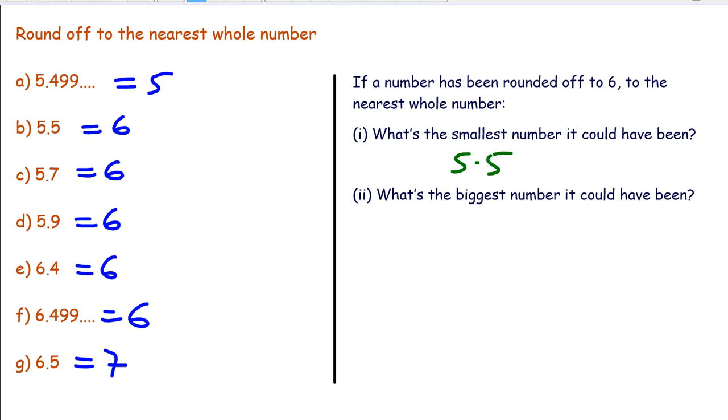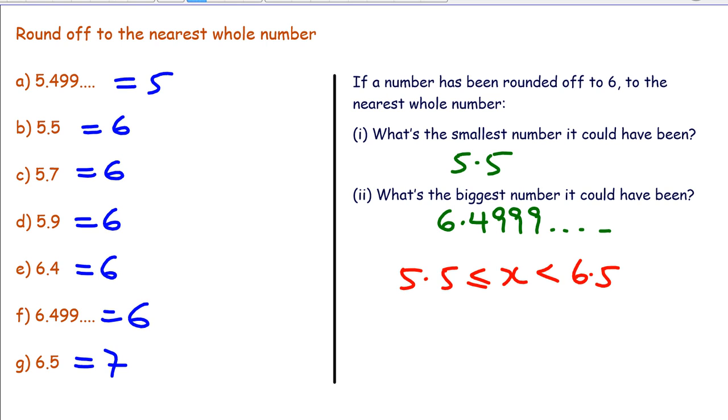What is the biggest number? Of course, you can see from the list on the left, that is 6.4999, so on and so forth. And we can represent this again using inequalities this way: 5.5, and then use the inequality signs, 6.5.